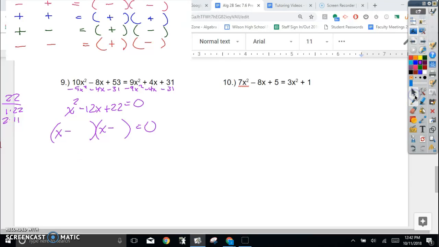So what that means here is we have to do quadratic formula, which I'll pick up on the next one, which will be negative b plus or minus the square root of b squared minus 4ac all over 2a. So you'll see that on the second video.